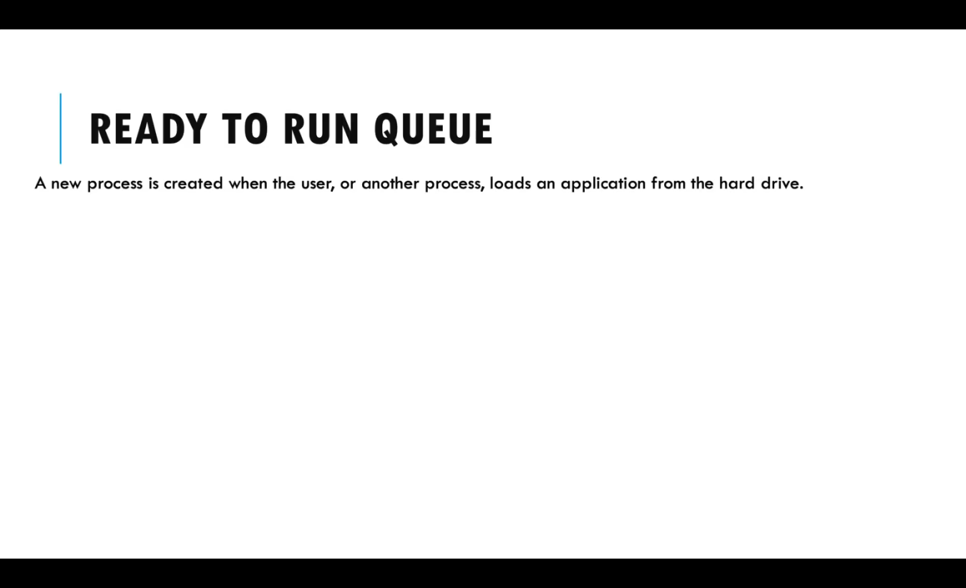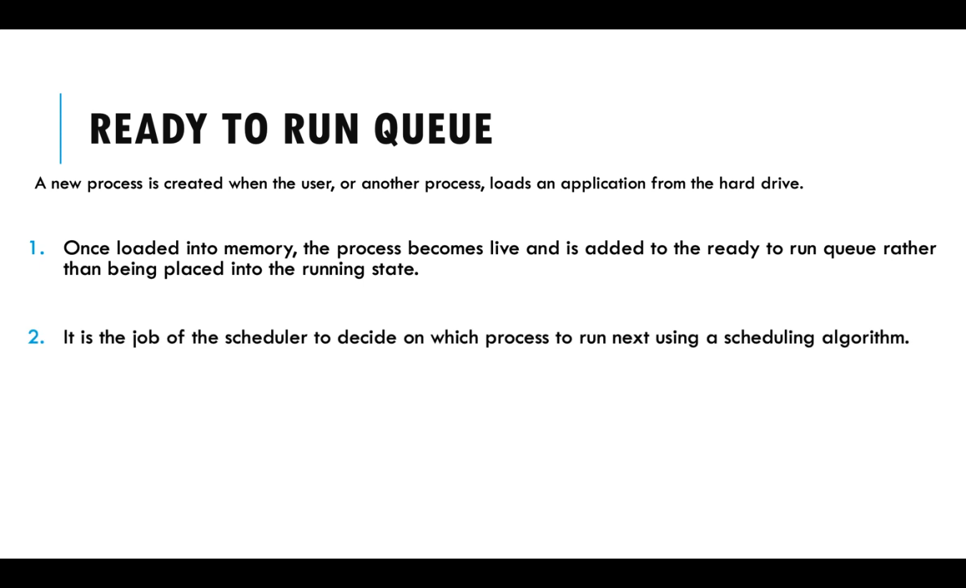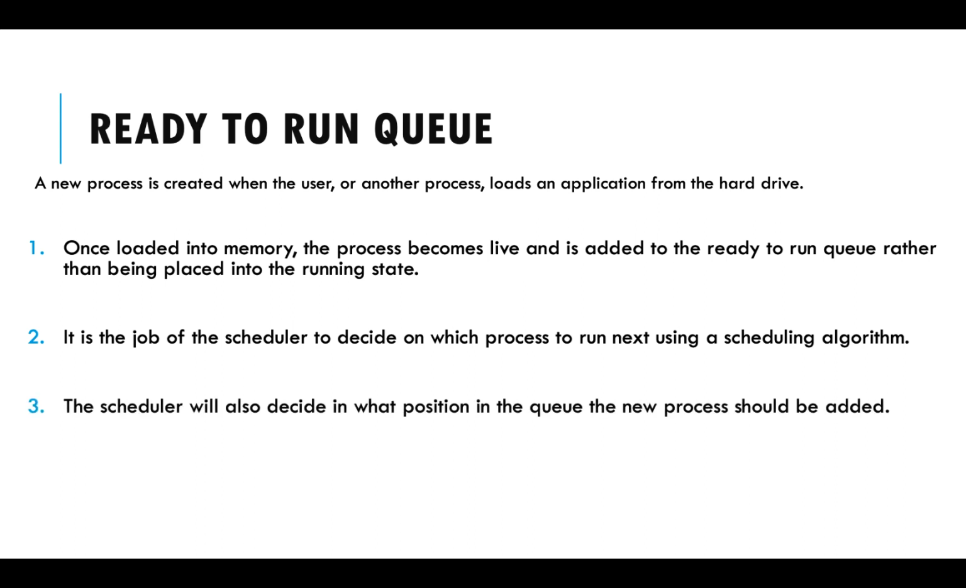So as more programs come in, we need to put things on a ready to run queue. Once loaded into memory, the processes become live and are added to the ready to run queue rather than being placed into the running state straight away. It's the job of the scheduler to decide which process to run next using a scheduling algorithm, and each operating system has a different algorithm that schedules programs.